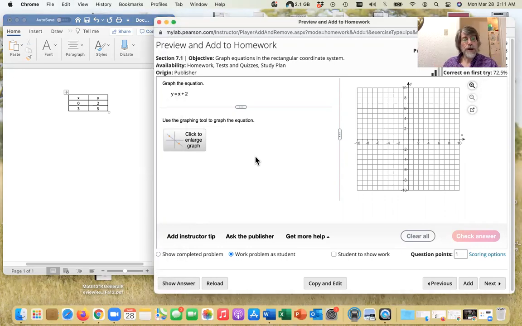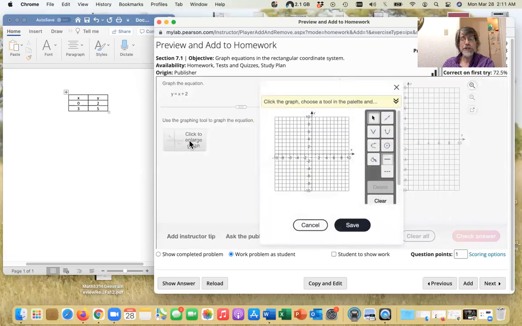Now, how do I draw the graph? Well, what you want to do is look for this icon that says click to enlarge graph. That may sound like it means something else, but it's actually what you want to do. When you click on that, you'll see over here a variety of palettes, depending on the shape of the graph that you want to draw: V shapes, parabolas that open sideways, circles, and many times you see other options as well.